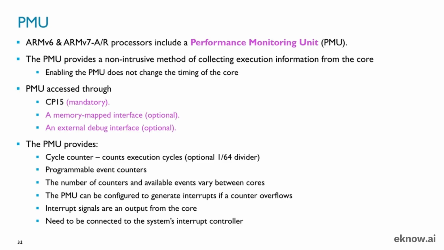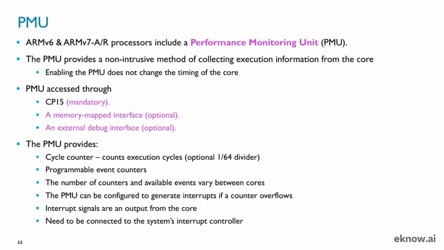Now, what information can the PMU actually give us? It provides several key things. First, there's a cycle counter. This is a very basic but essential counter that simply ticks up with every clock cycle of the processor. It's a precise way to measure how much time has passed. Sometimes it includes a divider, for example, counting only every 64th cycle to prevent the counter from overflowing too quickly.